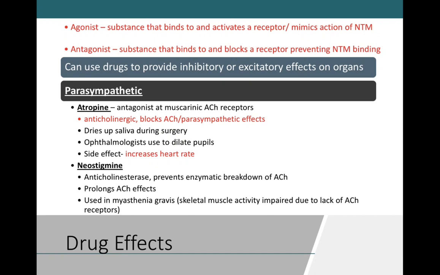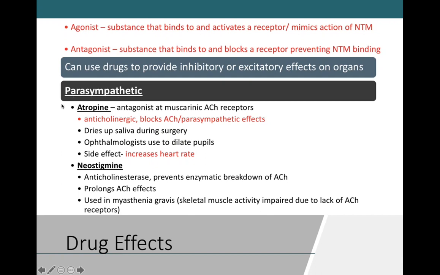So let's remember where our muscarinic acetylcholine receptors are found. We can find our muscarinic acetylcholine receptors in the cell membrane of our parasympathetic effectors. When acetylcholine is released and interacting with muscarinic receptors, this is going to produce a parasympathetic response. So when we administer atropine, this is going to produce the opposite effect as acetylcholine would have had. And this is because this is an antagonist.